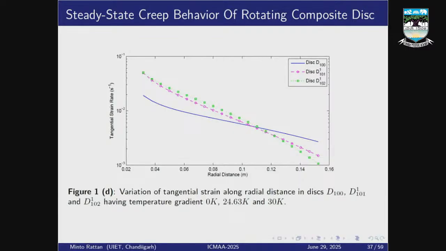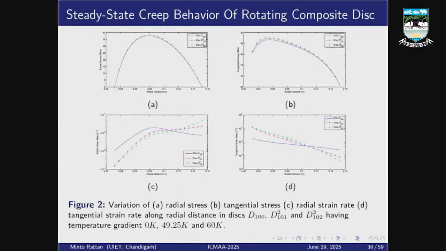At the inner radius, the tangential strain rate has the lowest value for the disk with uniform profile in comparison to the rest of the disks. And at the outer radius, the strain rate has the lowest value for the disk with non-uniform profile. Figure 2 shows the variation of radial stress, tangential stress, radial strain rates and tangential strain rates along radial distance in the disk with the uniform profile, linear and non-linear profiles for increased temperature gradients of 0 Kelvin, 49.25 Kelvin and 60 Kelvin respectively.